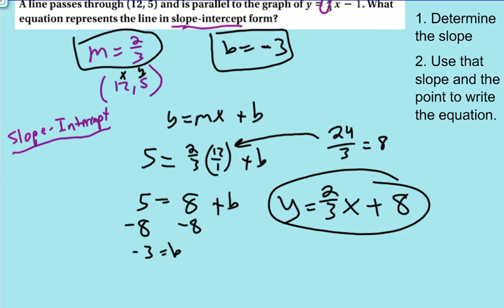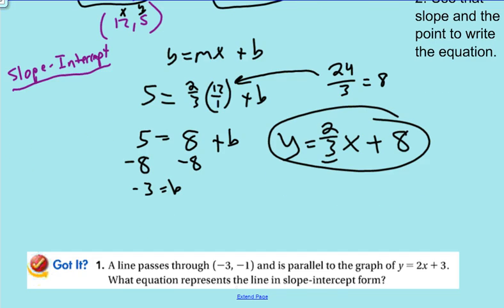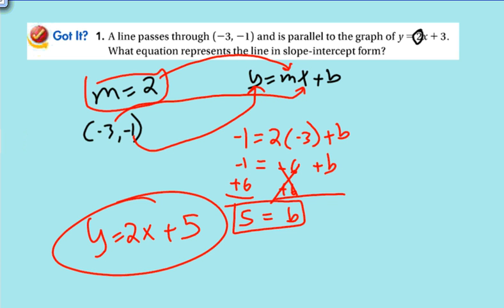So that line we know is parallel to the one we were starting with because it has the same slope and it goes to a different y-intercept, which is what we had to figure out using the point that we were given. Alright, so take note on that, and I'm going to have you try one on your own. It says the line passes through the point negative 3 and negative 1 and is parallel to the graph y equals 2x plus 3. What equation represents the line in slope-intercept form? So go back to those steps and try this one.